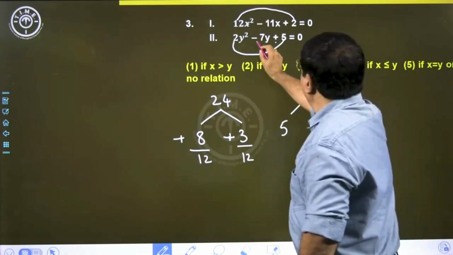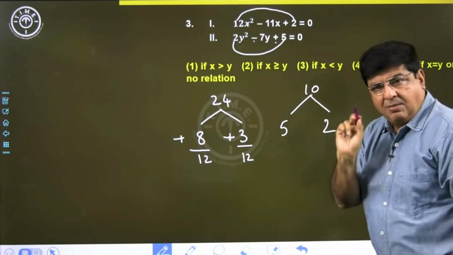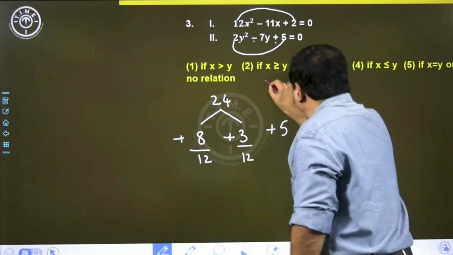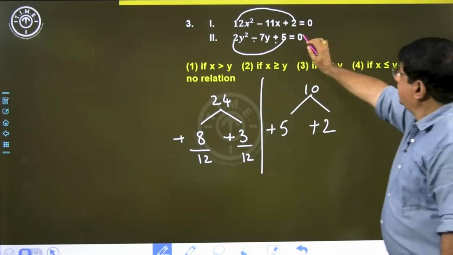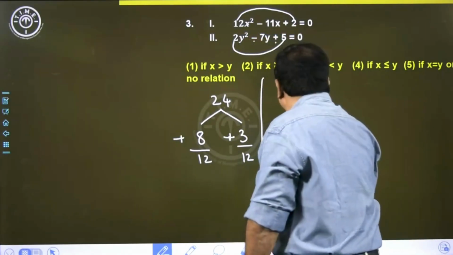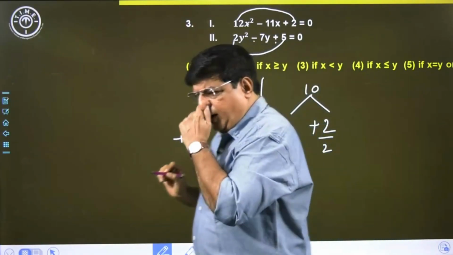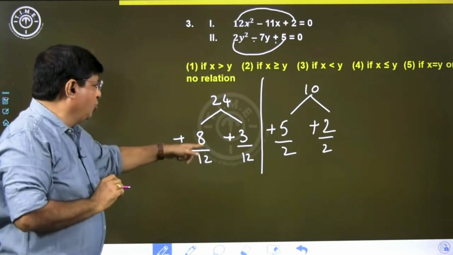What are the signs in the equation? Minus, plus. So sign of the roots, both will be plus. Don't change the sign again. What is the coefficient of y square here? 2. So divide by 2 and divide by 2. Now, there are two ways of comparing here. One, you write 8 by 12 as 2 by 3.